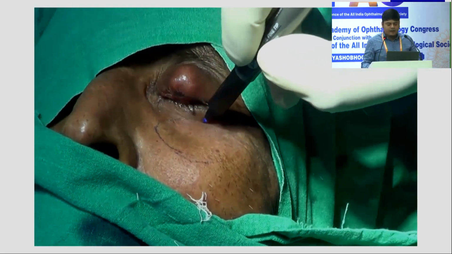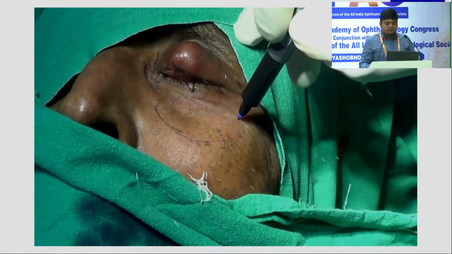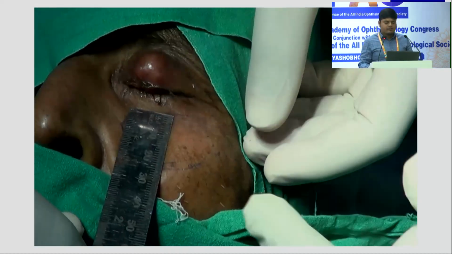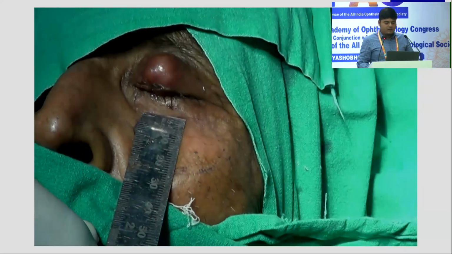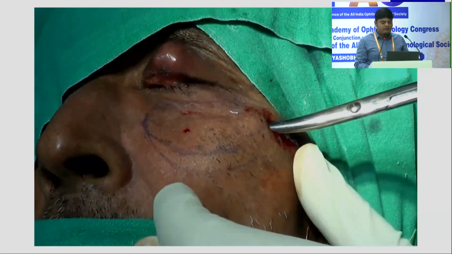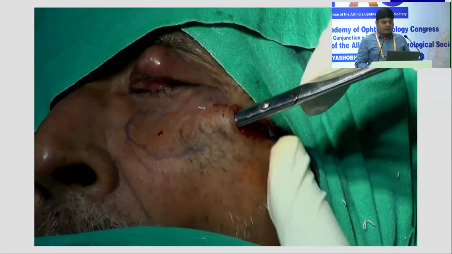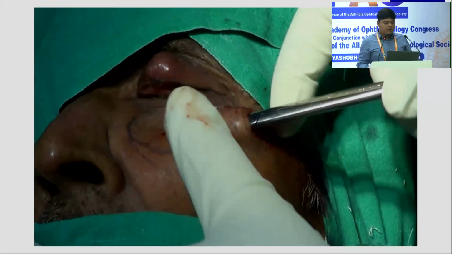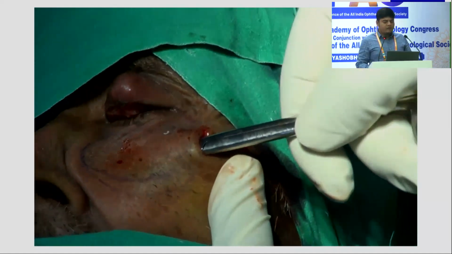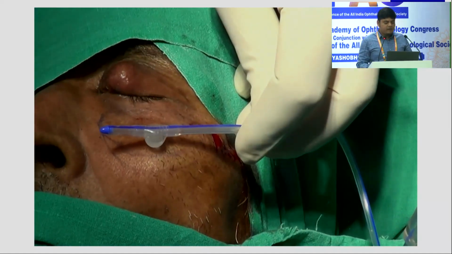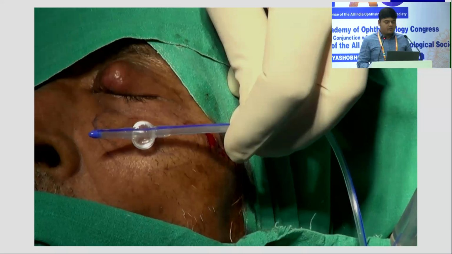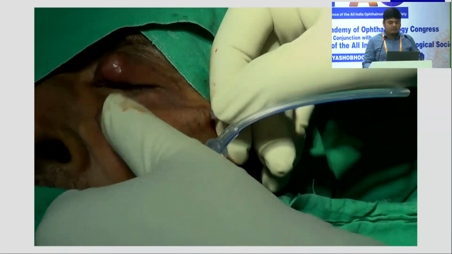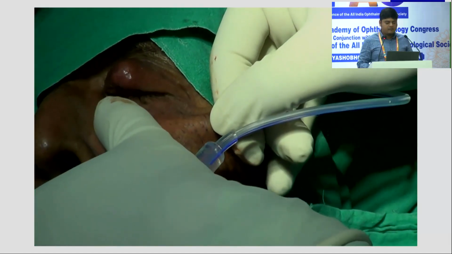Similarly, the ellipsoidal area is marked. The long axis and the short axis are measured, and then we'll introduce the blunt tipped scissors up to 1 centimeter beyond the area to be expanded. The balloon of the catheter is then introduced under the muscle over the periosteum, and this is kept in place for 3 days.